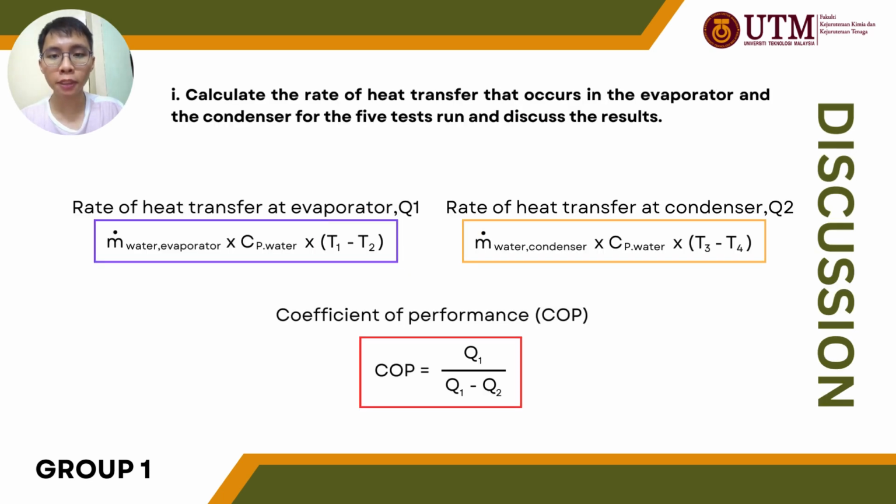We will now calculate the rate of heat transfer that occurs in the evaporator and the condenser for 5 test runs and discuss the results. Both the rates of heat transfer at the evaporator and condenser are mostly similar, just that the temperatures referred to are different. Once we obtain both rates of heat transfer, we can find our coefficients of performance.